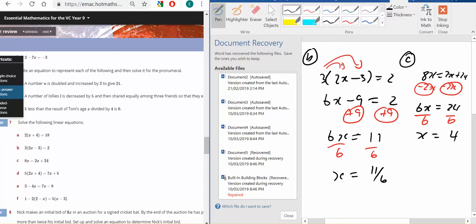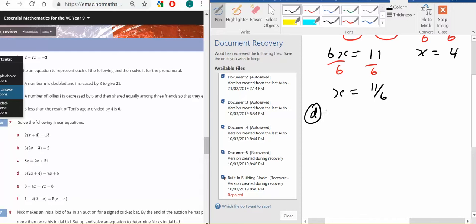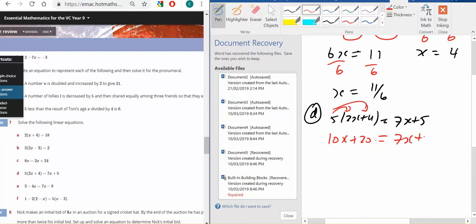Okay. Question part D. So part D, what we do: 5(2x plus 4) equals 7x plus 5. So I expand the brackets first on both sides. Let's write this out. Expand the brackets on both terms. So that's 2 times 5x is 10x, 5 times 4 is 20, equals 7x plus 5.